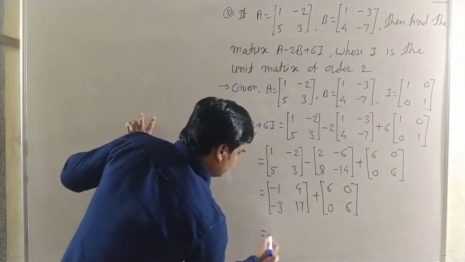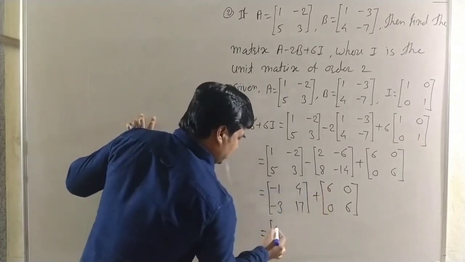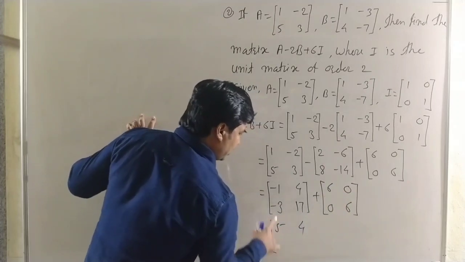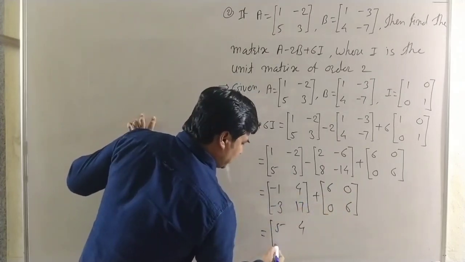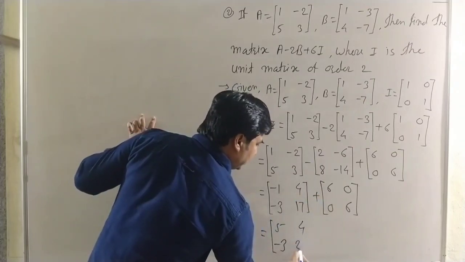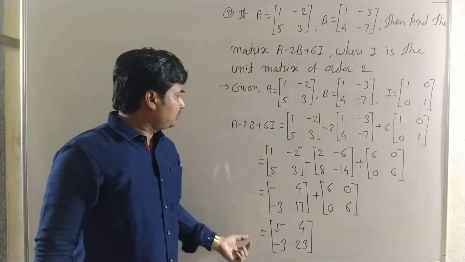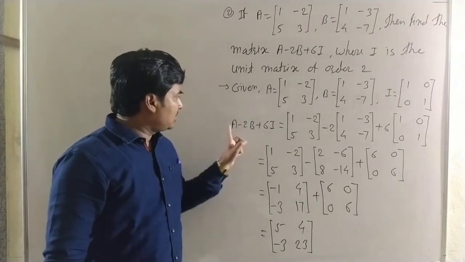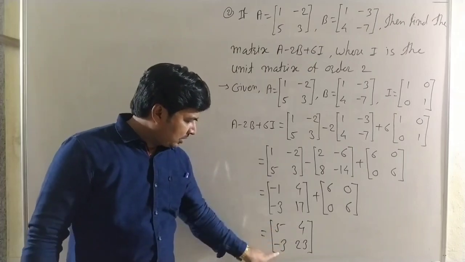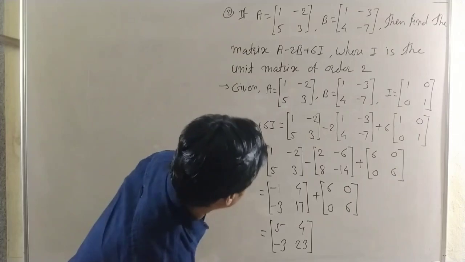Now addition of these two matrices. Here minus 1 plus 6 is 5. 4 plus 0 is 4. Minus 3 plus 0 is minus 3. And 17 plus 6 is 23. Okay. And now here it is our last answer, that is the matrix A minus 2B plus 6I, it is 5 4 minus 3 and 23. Okay, now we see the next example.